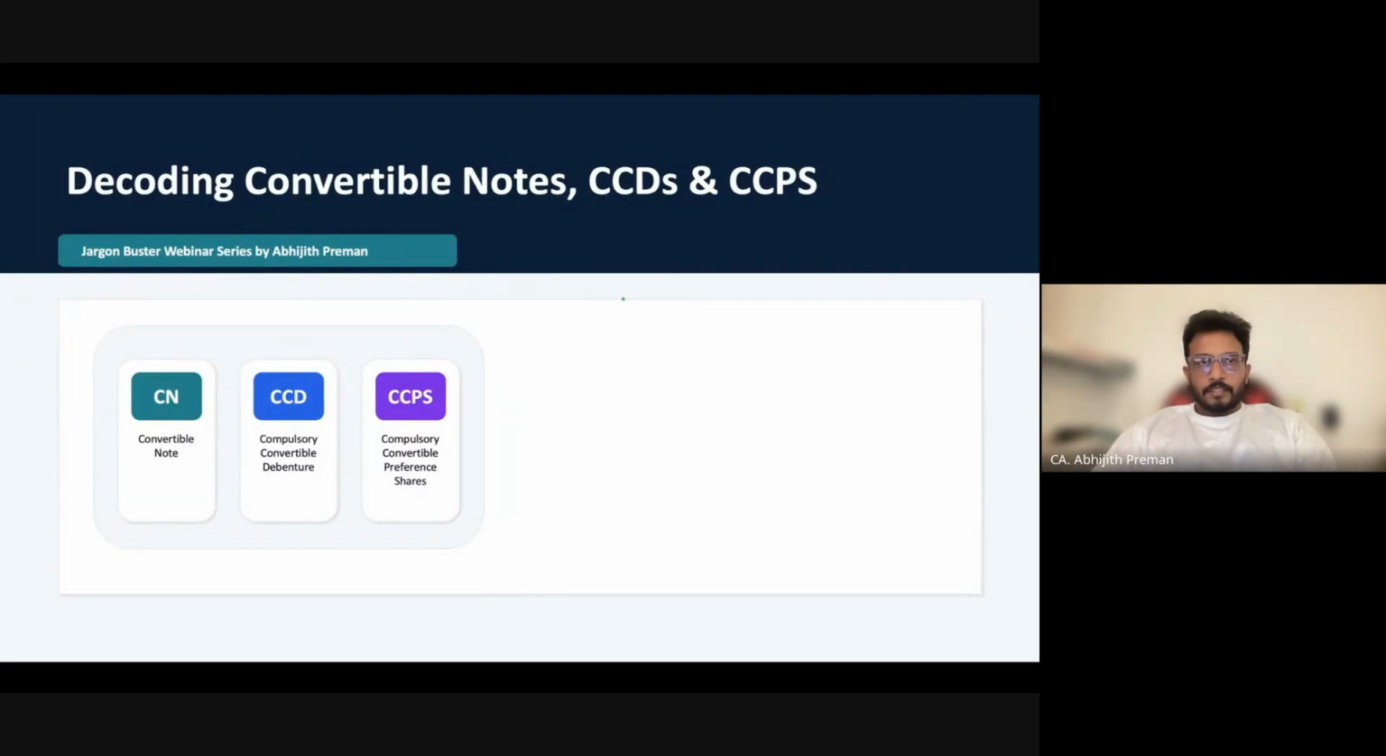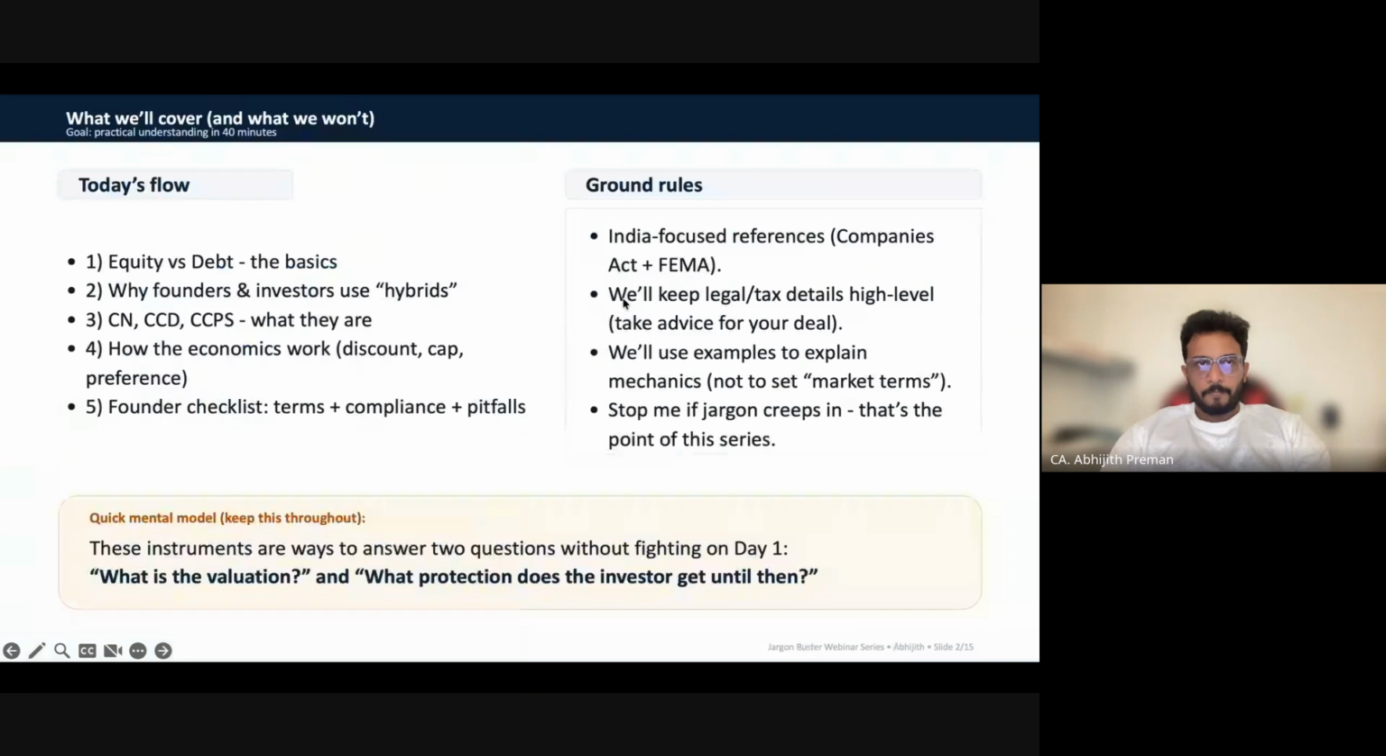So, decoding convertible notes, CCDs and CCPS. Most of you might be founders or startup enthusiasts, or follow the finance world, and you might have come across these terminologies at least once in your lifetime. But most people don't have much clarity on what these instruments actually are, what the key difference between these instruments is, and what the difference is between equity and these instruments. In this session, I'll be trying to explain these concepts in a much simpler manner.